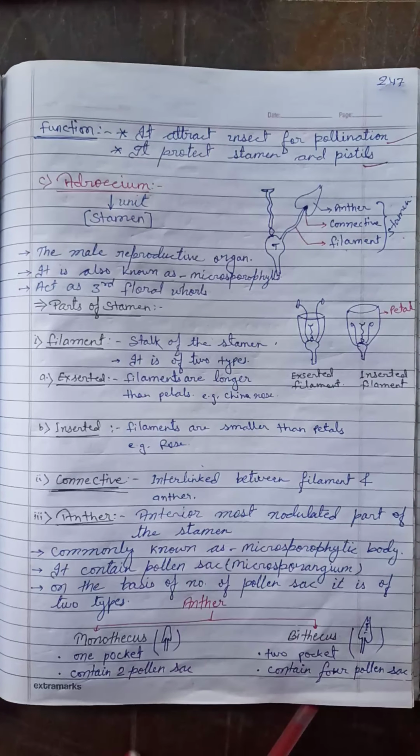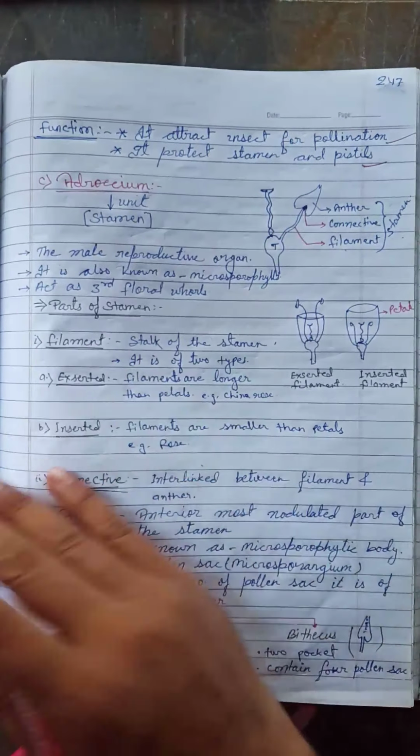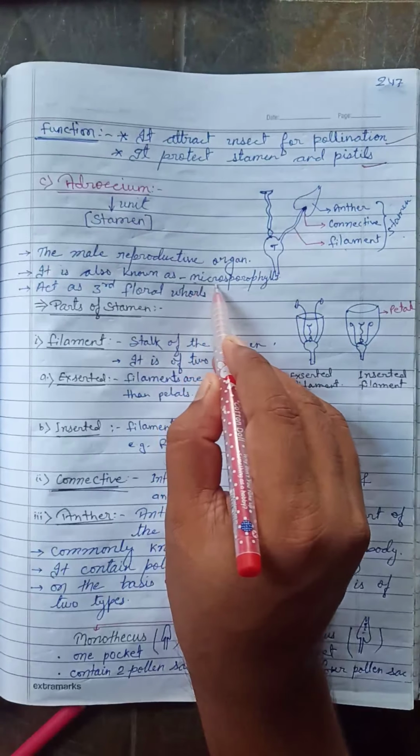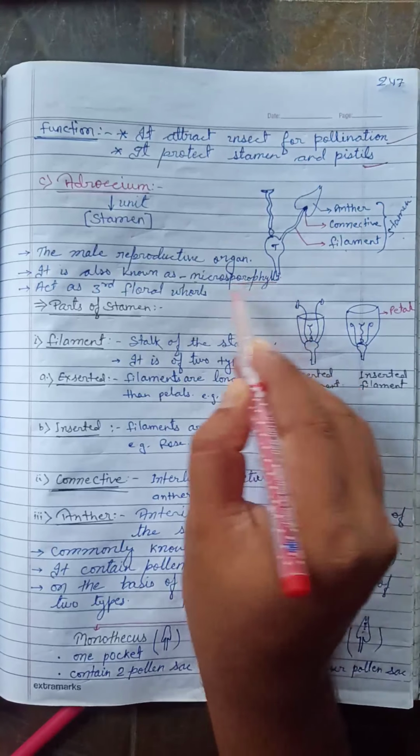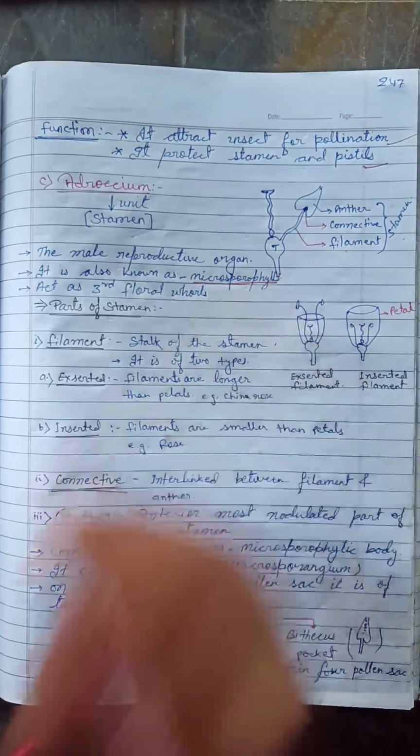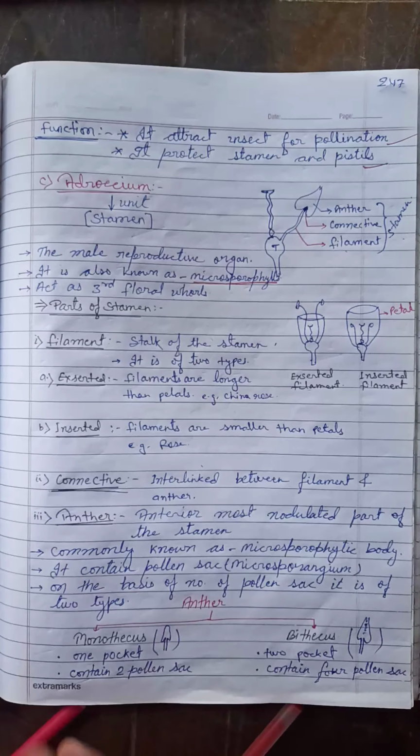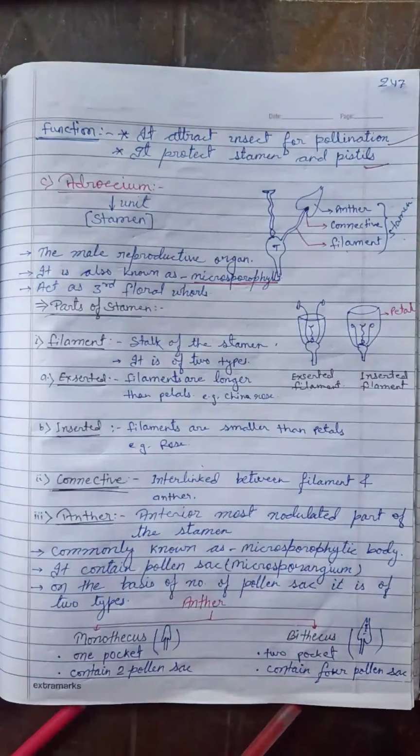Stamen is a male reproductive organ, as you know, and it is the third floral whorl, and it is also known as microsporophyll. Microsporophyll. Is it clear? Any doubt? No. Now look at the parts of the stamen.